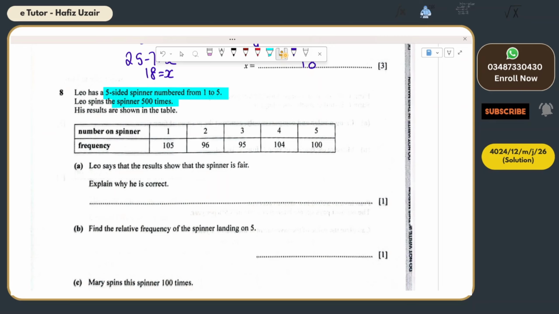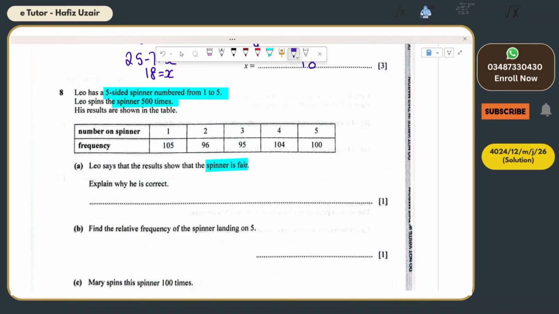So the number 1 comes out 105 times, 2 for 96 times, 3 for 95, and you can check all these values. So what we are supposed to do here: Leo says that the results show that the spinner is fair. So how can we say the spinner is fair? Basically if we have a fair spinner, with numbers from 1 to 5, one should come out for 100 times, two should come out for approximately 100 times. So you can check that all these frequencies are close to 100.